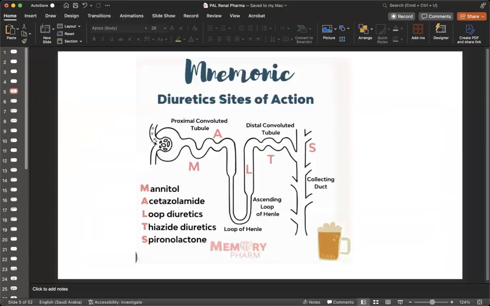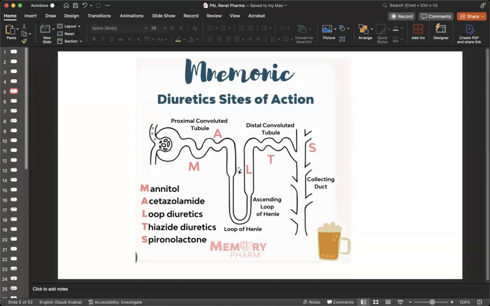Okay. So here's a nice figure, which is also a mnemonic, 2-in-1, where you can see everything and where it works. First you need to understand the physiology of the renal tubules before you understand pharmacology. So you have the proximal convoluted tubule, the descending and ascending loop of Henle, distal convoluted tubule, and collecting duct. Most of the things are initially absorbed here. Then you have some other things that are absorbed as you go on. So mannitol mainly works on the proximal convoluted tubule as well as sometimes the descending loop of Henle.